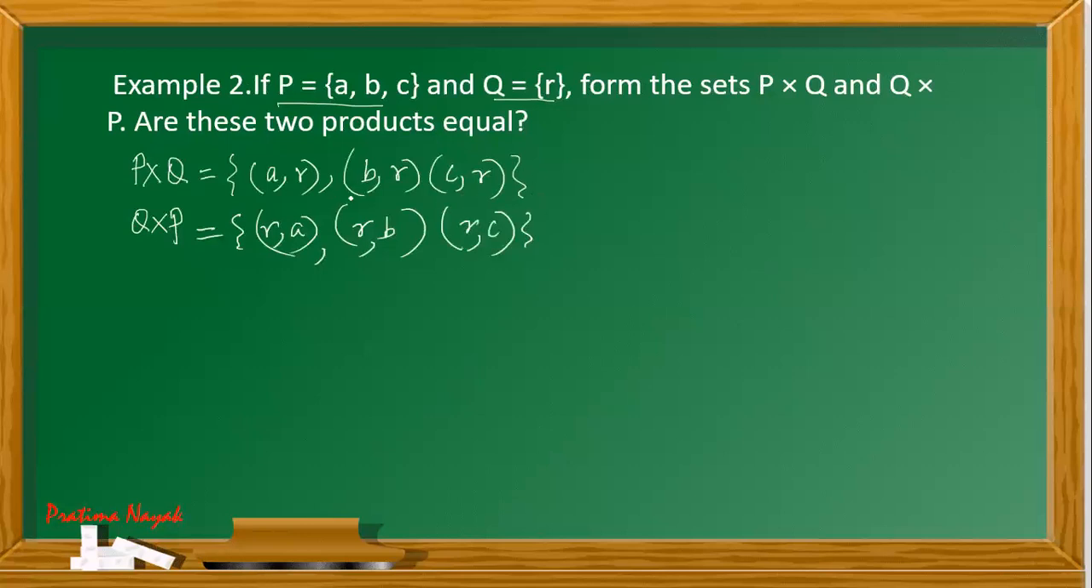The sets are written with curly brackets, and the ordered pairs are written as AR, BR, and CR with a common bracket.